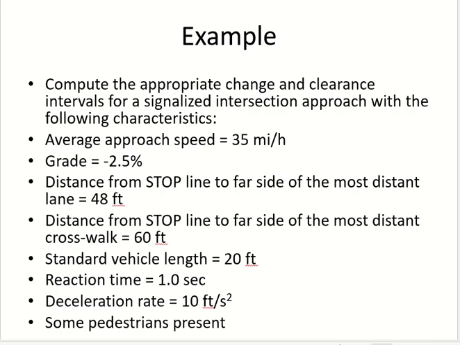Okay, small example: we have to find out the change and clearance interval. Change interval means which time? Yellow time. And the clearance is the all red time. They have given us the average speed. The gradient is given. Distance from stop line to the other lane is given. Now, which distance is this? Is this P or W? P.